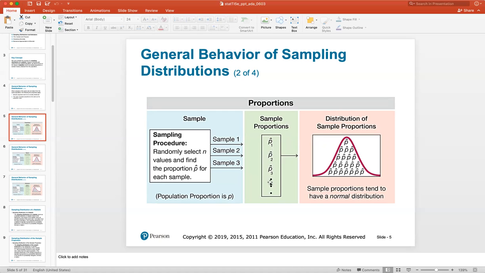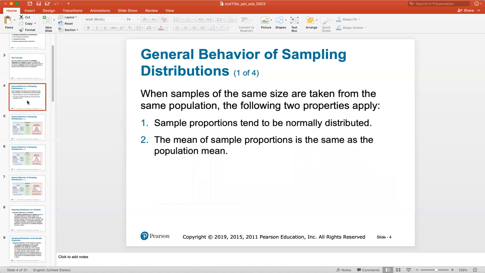Okay, the mean of sample proportions tends to approach the population proportion. As you can see, the mean of sample proportions is the same as the population proportion, and the mean of sample means is the same as the population mean.